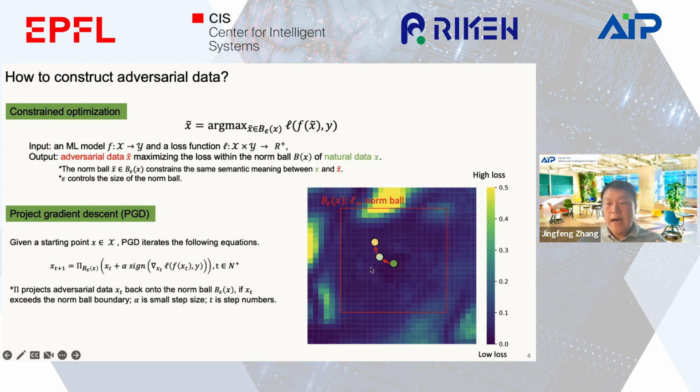Then we calculate the gradient again. The loss of yellow point is again larger, and so on and so forth. Finally, we get a red point, which can make machine learning model inaccurate.